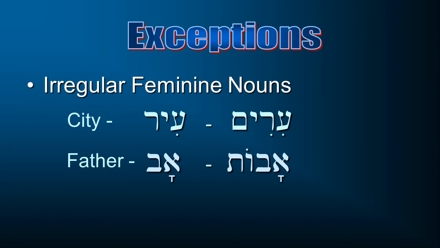Another exception, an interesting one, is the word father. Av is the word for father. And yet the plural of father, we say in English fathers. In Hebrew, you say avot. Well, that's normally a feminine ending. But for some reason, the word father has that feminine ending when it is in the plural. It doesn't mean mothers. There's a different word for that. That means fathers.